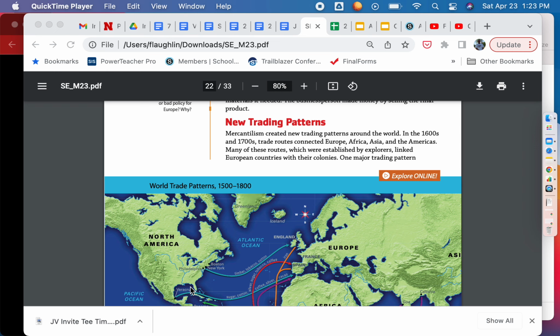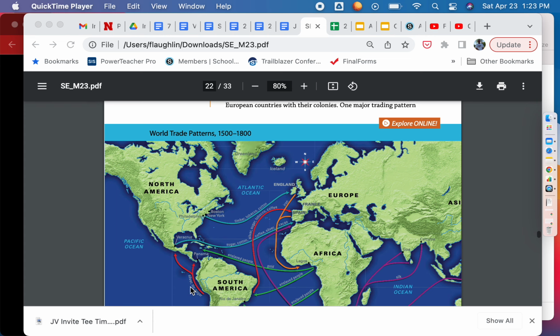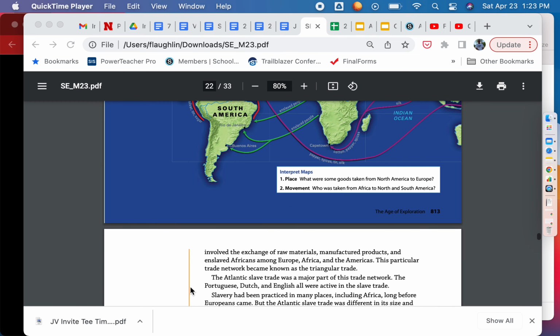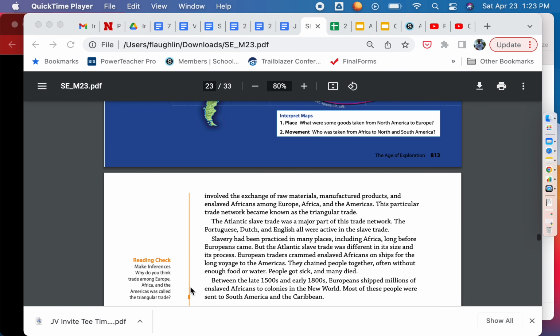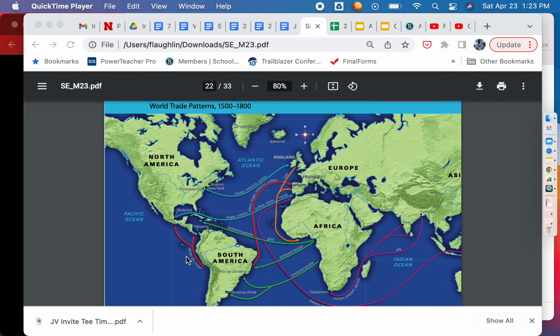One major trading pattern involved the exchange of raw materials, manufactured products, and enslaved African Americans among Europe, Africa, and the Americas. This particular trade network is the one that's going to become known as the triangular trade. Unfortunate with that triangular trade and stuff like that. Okay, we have right here, you can see some of these trade patterns right here.